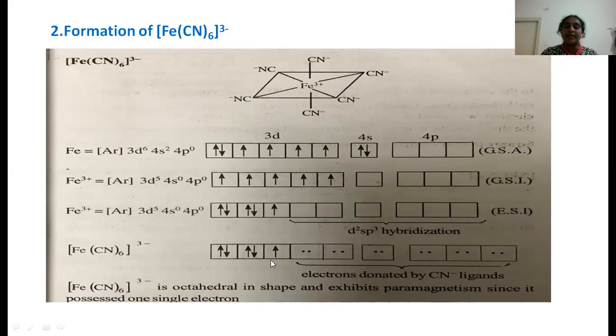Here this orbital is having one single electron, hence it is called a paramagnetic substance. Suppose if they are having paired electrons, then those complexes are diamagnetic, but it is having one single electron, hence it is the paramagnetic complex. Coming to the geometry of this octahedral complex, here it is a metal, whereas the 6 ligands are accommodated like this. This geometry is called the octahedral geometry of this complex.